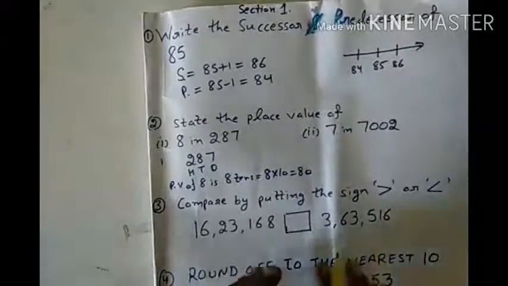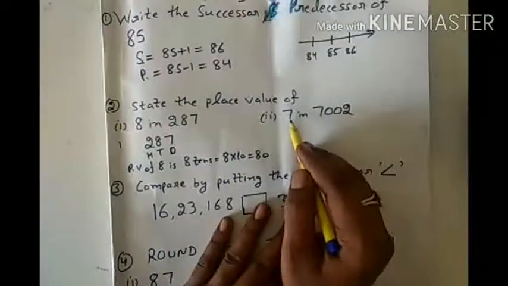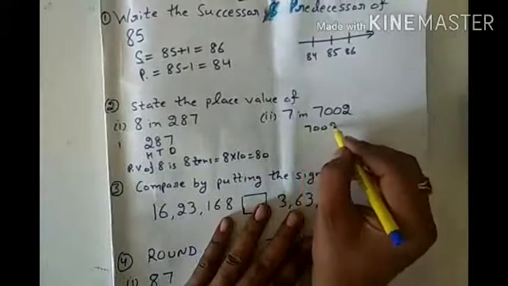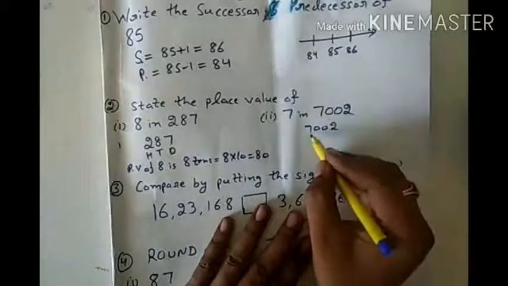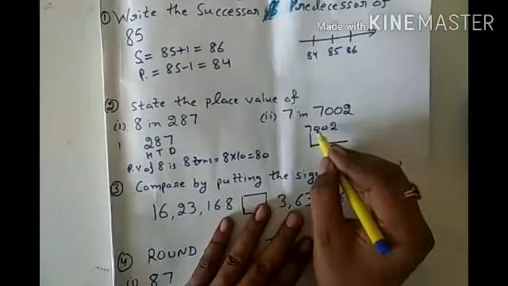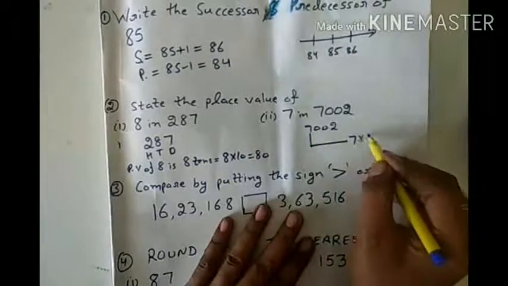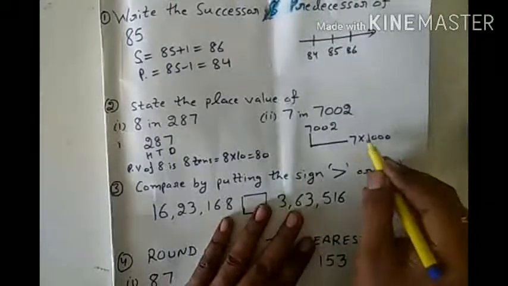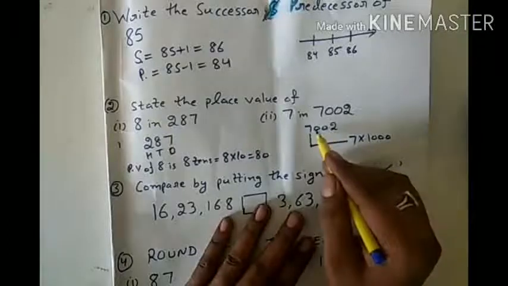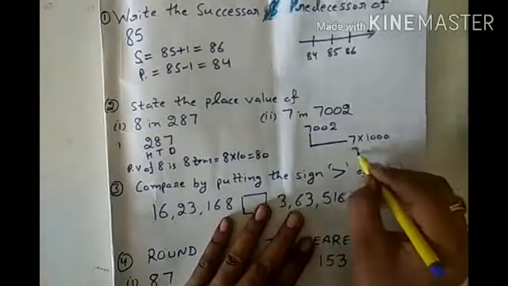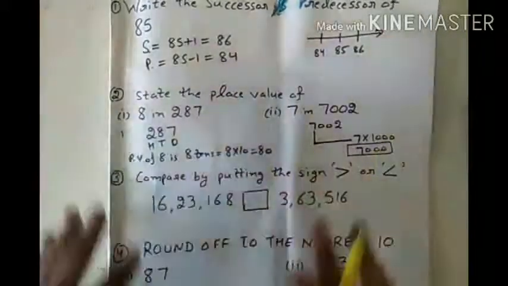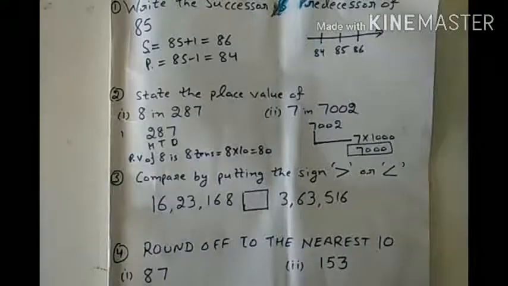Now the other way we will find the place value of 7 in 7002. Now we will mark 7. And after 7, how many digits are there? 1, 2, 3. So, place value of 7 is 7 multiplied by 1000. Why 1000? Because the digits after 7 are 3 in count. So, 7000 is the answer.